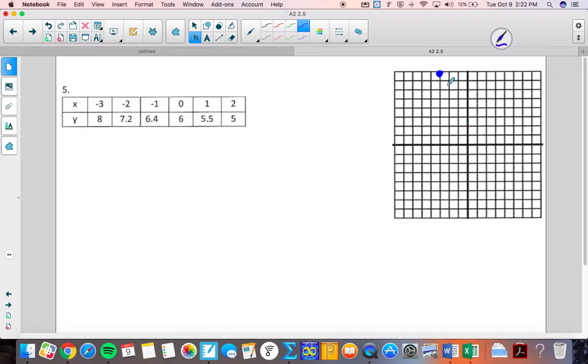Okay, so one thing I'm going to talk about right now is the fact that 7.2 is kind of annoying to graph. So just do your best. And then I got 6.4, so I'm going to try to go a little bit under halfway. 0.6. So yeah, that's just do your best. 1, 5.5, 2, 5.